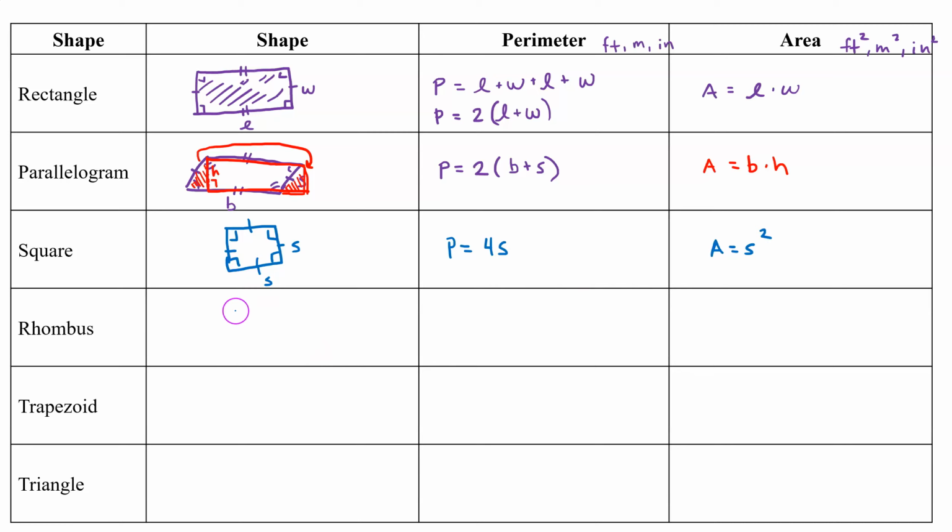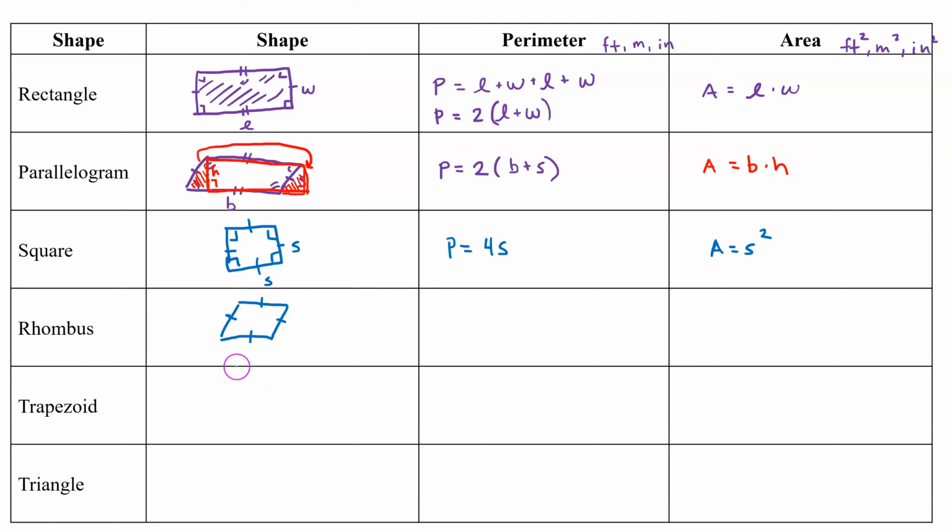Our next shape is a rhombus. A square and a rhombus are related to one another, just like a rectangle and a parallelogram are related to one another. A rhombus is simply a square that's tilted. So it's a parallelogram, except for the fact that all the sides are the same length. So it's kind of a special parallelogram.